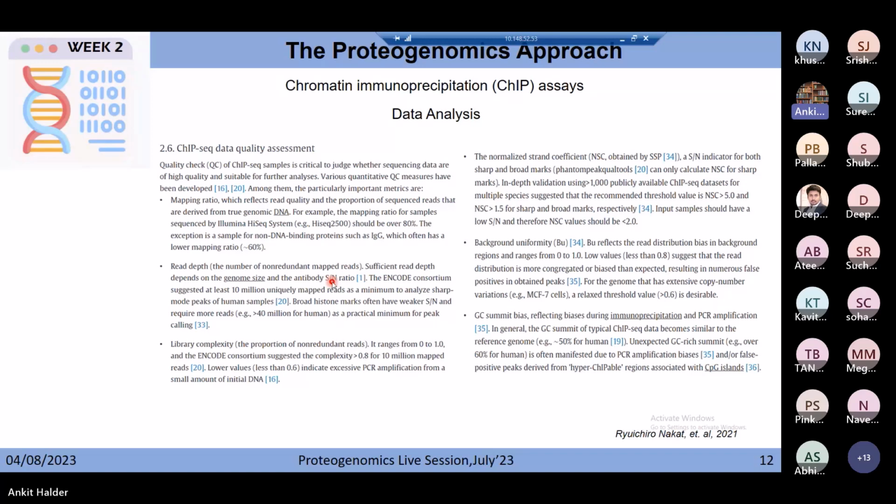For the signal-to-noise ratio, the ENCODE consortium suggests at least 10 million uniquely mapped reads as a minimum to analyze sharp mode peaks of the human. So these are the different parameters and their cutoffs. Then there is the library complexity.